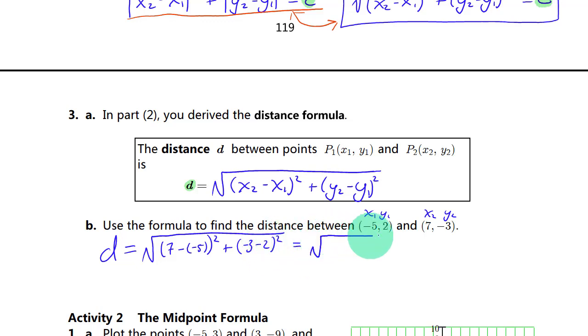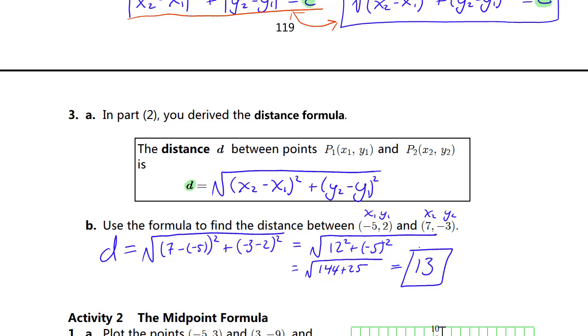We're going to get the square root of 12 squared plus 5 squared. This is going to come out to 144 plus 25. Oh, by the way, I should have been a little bit clearer, this is negative 5 squared. Negative 3 minus 2 is negative 5, but squaring negative 5 still gives you 25. So it doesn't matter. So that gives you the square root of 169, which comes out to be 13.